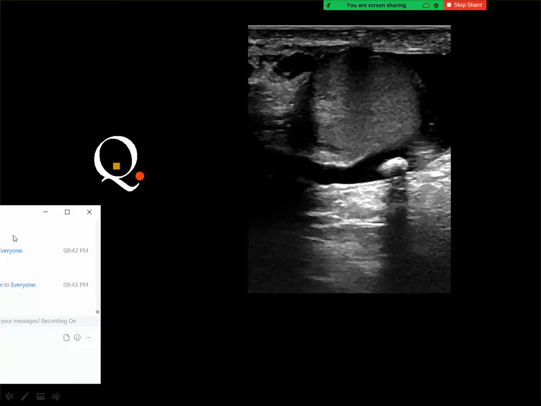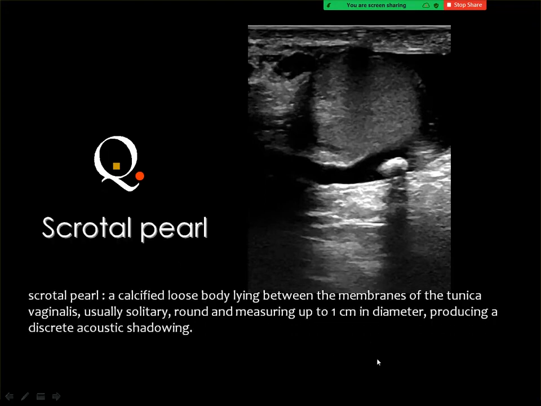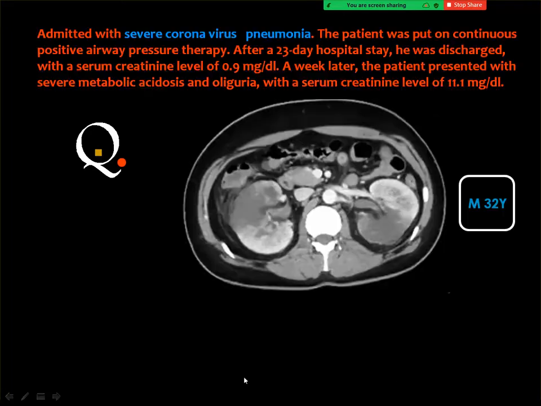Then scrotal stone is good, and scrotolith is also good, with some hydrocele. All the answers are good. They sometimes call it scrotal pearl, no problem.